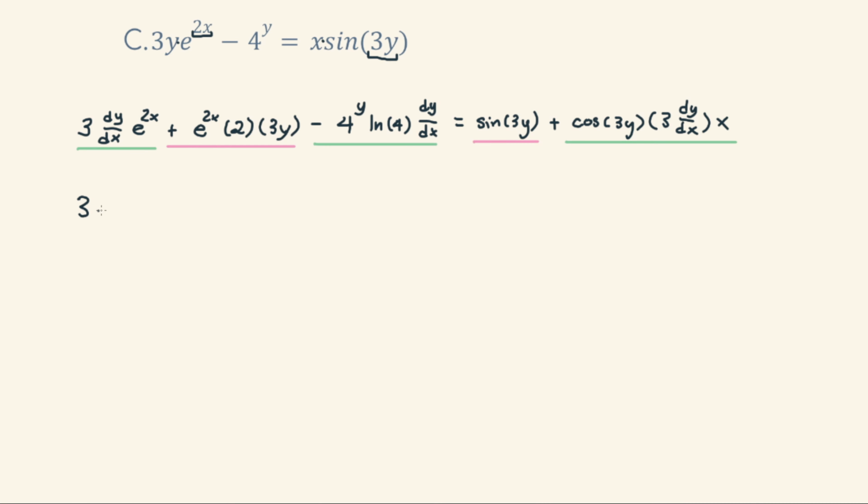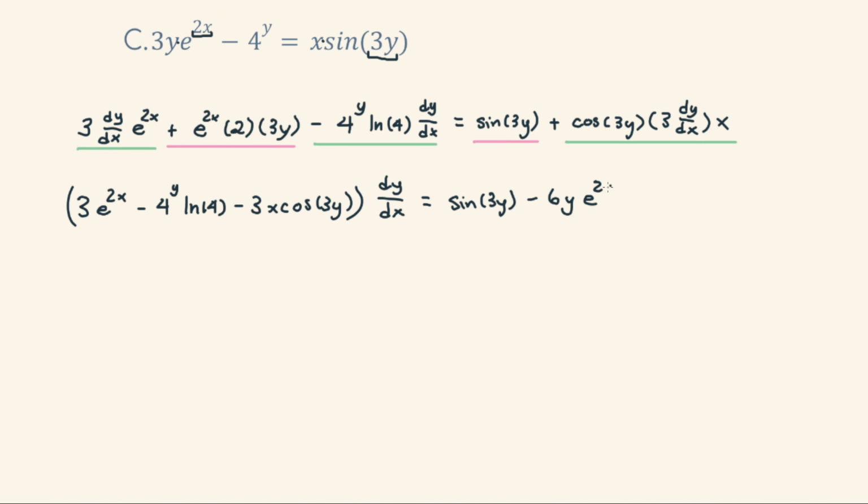We've got 3 e to the 2x minus 4y ln 4, okay? And then here we've also got this minus 3x cos 3y. And now I've gathered these three terms on the left. I'm going to factor out a dy over dx, okay? So you can do that all in one step if you really want to. And then on the right here, we've got sine 3y minus, and then here I'll simplify this a little bit. That's just going to be 6y e to the 2x.